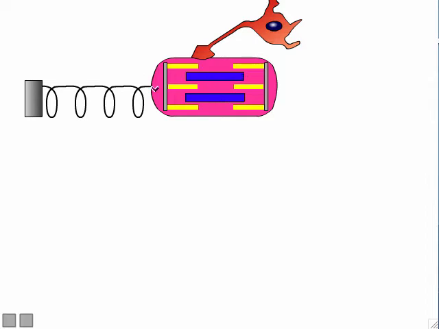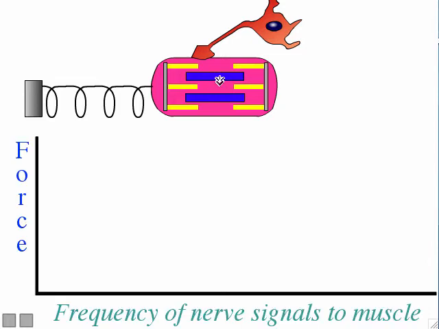Okay, so imagine we have this sort of experiment set up where we can measure how much force the skeletal muscle cell is generating by how much it stretches the spring. And again, the smaller the skeletal muscle cell makes itself, the more force it generates. Okay, and let's also imagine we had some sort of computer monitor that is going to graphically show us how much force the muscle cell generates. That'll be shown on the y-axis of this graph versus the frequency of the nerve signals that the motor neuron is sending to the muscle cell right there.